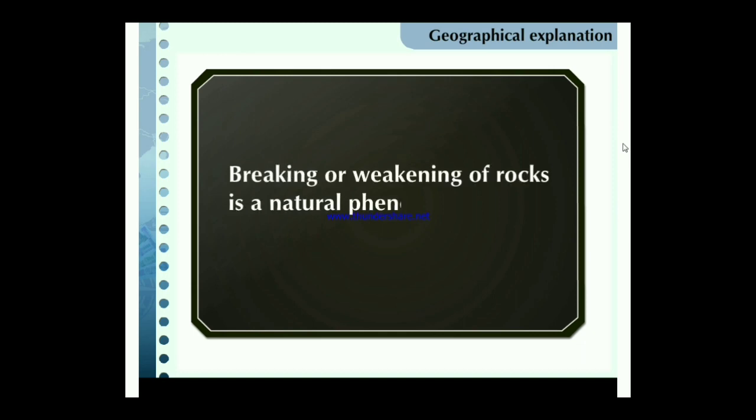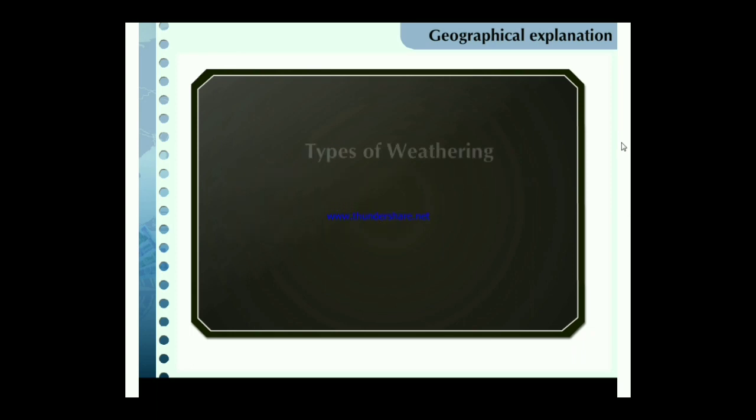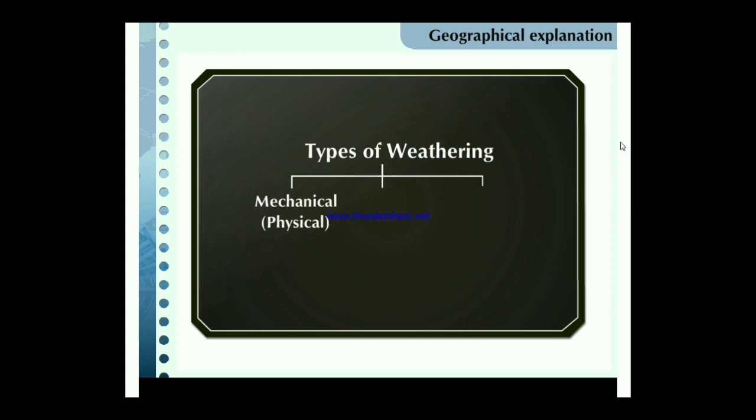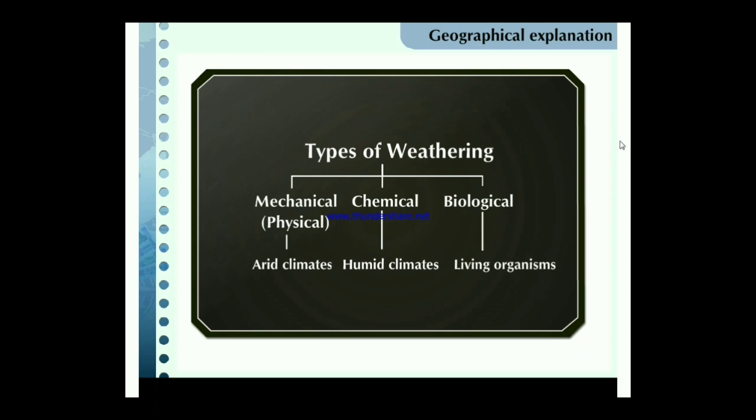Geographical explanation. Breaking or weakening of rocks is a natural phenomenon. It is called weathering. Weathering can be of three types: mechanical, that is physical, chemical, and biological. In arid climates, mechanical weathering is dominant, while in humid climates, chemical weathering is more effective. Biological weathering occurs because of living organisms.